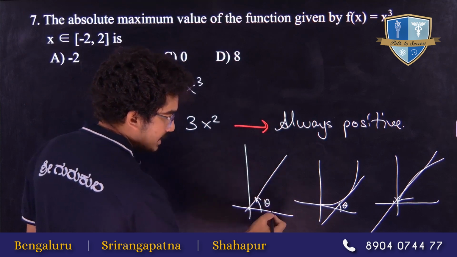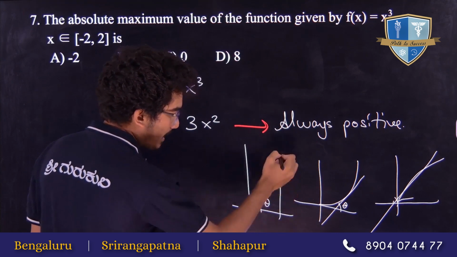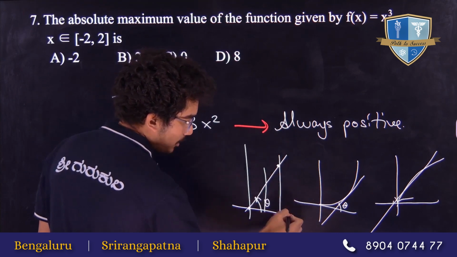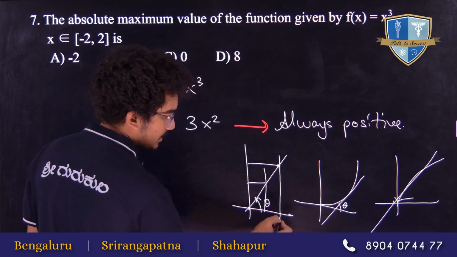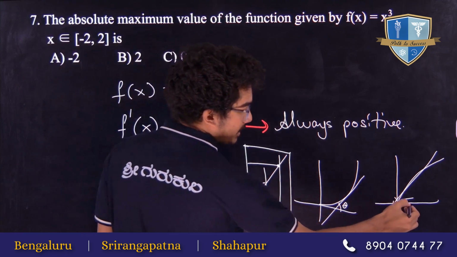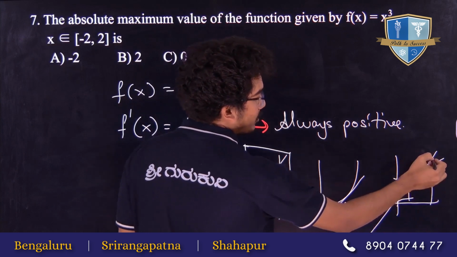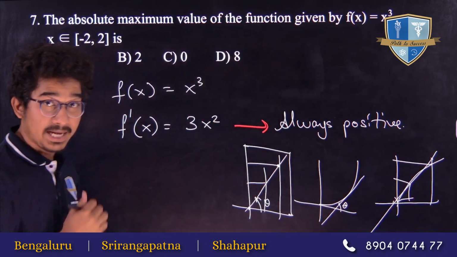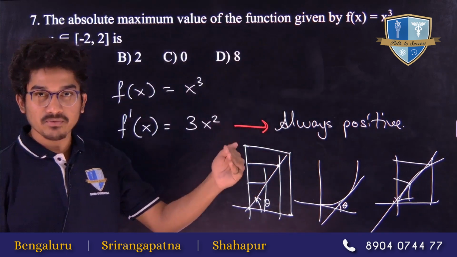Now for an increasing function, let's take this as an example, you will get a maximum output for a maximum input. If I put a bigger value, I'll get a bigger value, correct? Here also, if I put a bigger value, I'll get a bigger value. As big a value as I put, as big a value I will get. So a bigger input will give a bigger output.